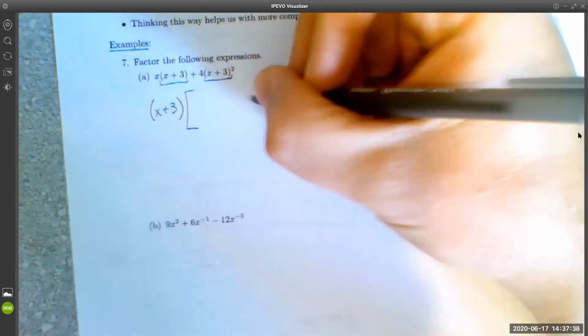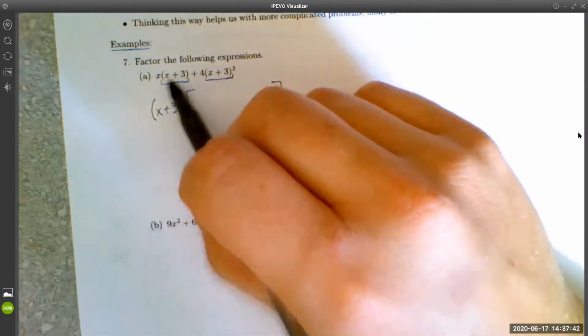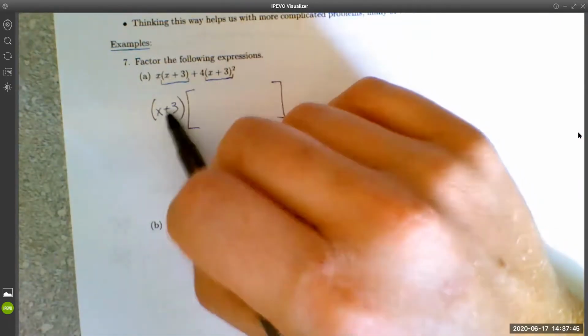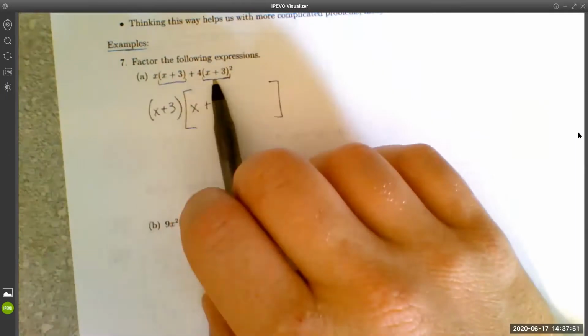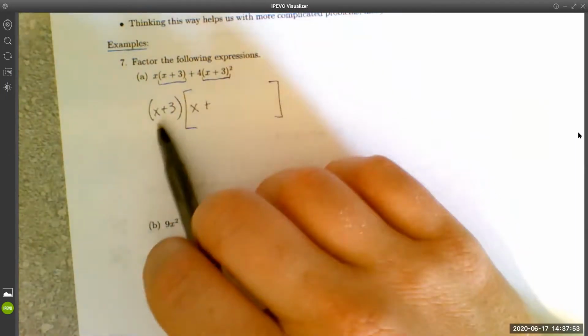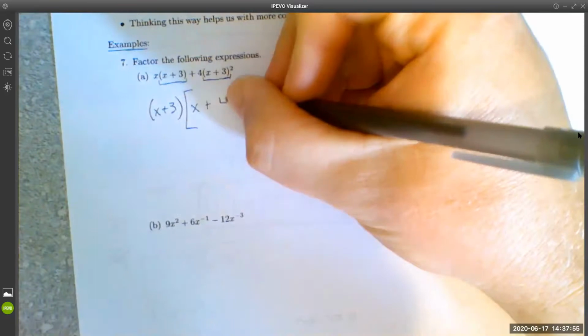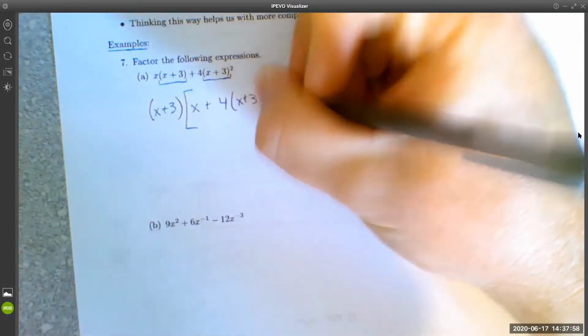And then if we're asking ourselves what we're left with, we divide each term by what we're taking out. So x times (x plus 3) divided by (x plus 3) is just going to leave us with x. And then 4 times (x plus 3) squared divided by (x plus 3) to the first power is going to leave us with 4 times (x plus 3) to the first power.